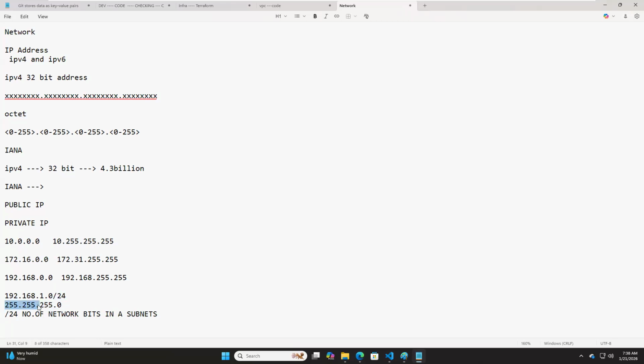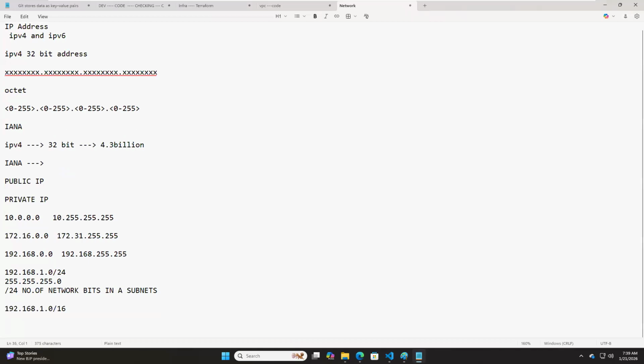If you convert this /24 into the decimal format of the subnet mask, it comes as 255.255.255.0. Why? Because /24 means 24 network bits. 255 means 8 network bits, and three of them combined give you 24 network bits. Or else, if I give the IP address as 192.168.1.0/16, then the subnet mask will be 255.255.0.0. Like that, you can assign the subnet mask. So this is about the network.